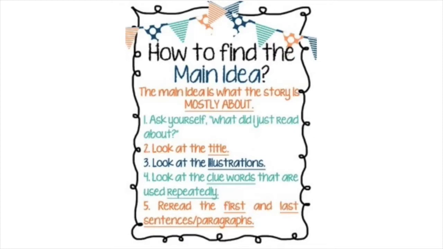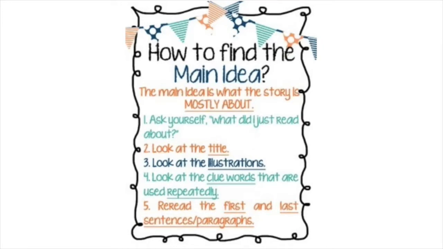Number 3, look at the illustrations. Look at the pictures. What are you seeing a lot of in the pictures? Number 4, you can look at the clue words that are used repeatedly. So if you see a word or words and you hear them in that story or in that text over and over and over again, they must have something to do with the main idea.